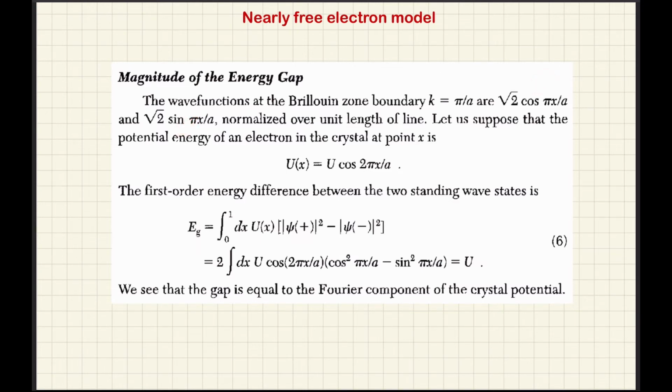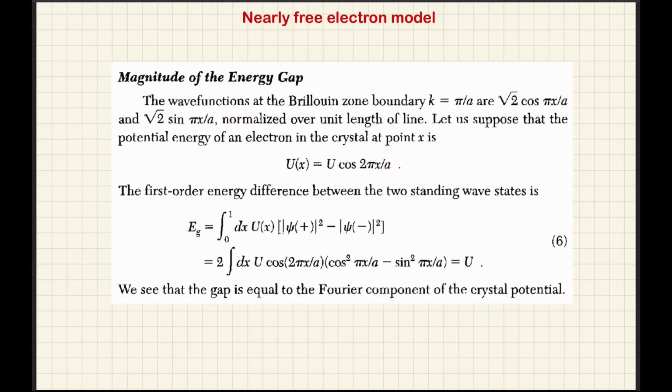Now, let us suppose that the potential energy of an electron in the crystal at the point x is given by this function, U times cos(2 pi x/a). We have seen this expression before when we discussed the Brillouin zone and the properties in Fourier space. This is in the reciprocal space, where you can see points having dimensions of the order of 1 by a.